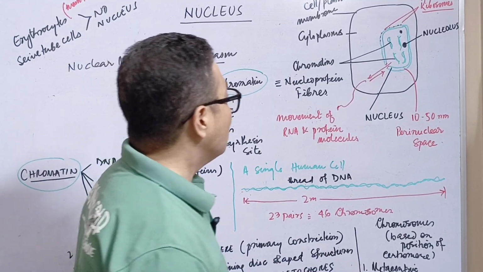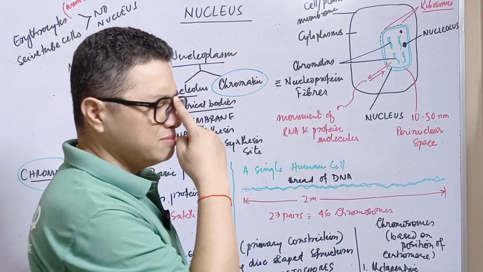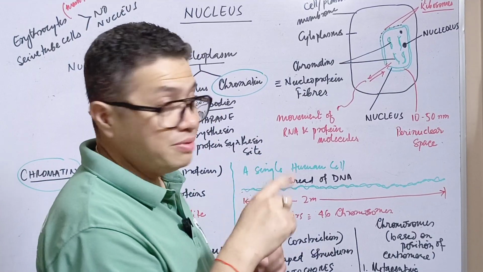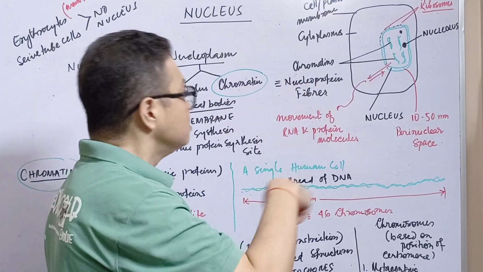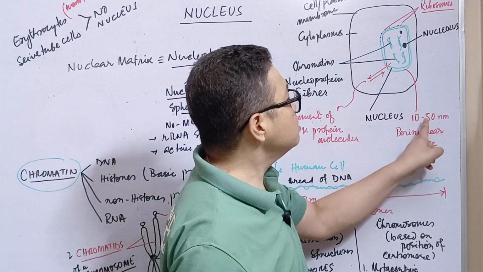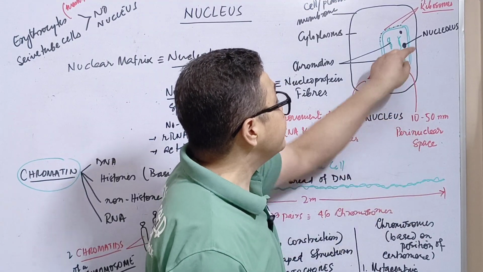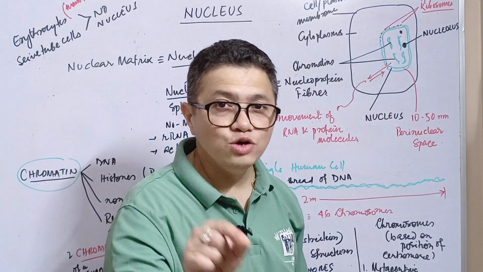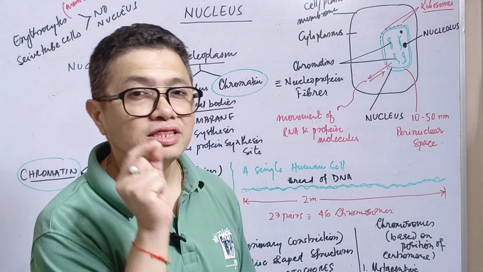and the nucleus is surrounded by a membrane or nuclear membrane. But nuclear membrane is not one layer, but it's a two-layer membrane, and its breadth is around 10 to 50 nanometers. So there's a perinuclear space around the nucleus, and its breadth is 10 to 50 nanometer.